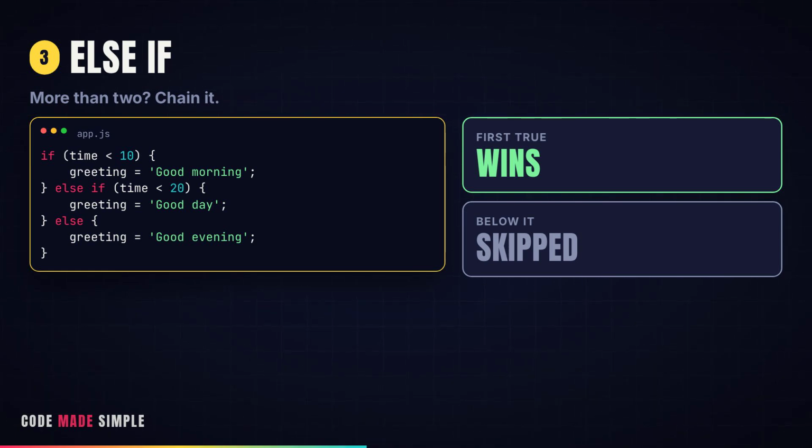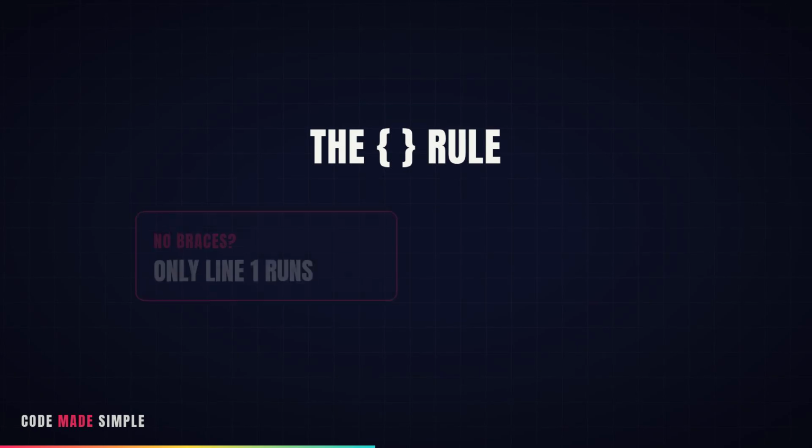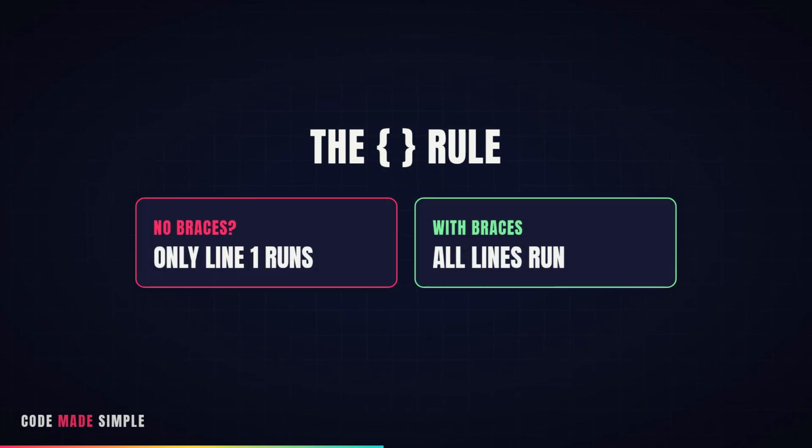Quick syntax note. 1 line per branch, you can skip the braces. 2 lines or more, braces are required. Forget them, and only the first line runs. Silent bug, ruined afternoon. Just always use braces.